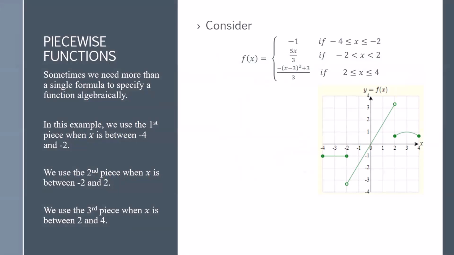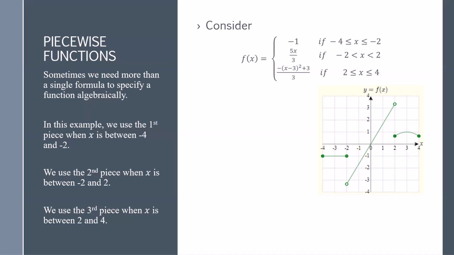Another type of function we might want to consider are piecewise functions. Sometimes we need more than a single formula to specify a function algebraically. In this example, we use the first piece when x is between -4 and -2. That first piece is f of x equals -1. We use the second piece, 5x over 3, when x is between -2 and 2. We use the third piece, negative x minus 3 squared plus 3, divided by 3, if x is between 2 and 4.